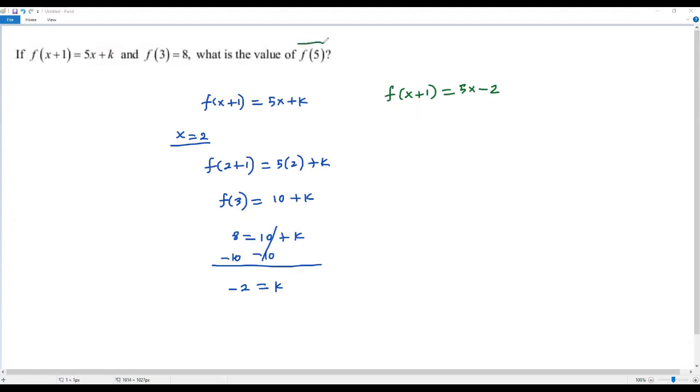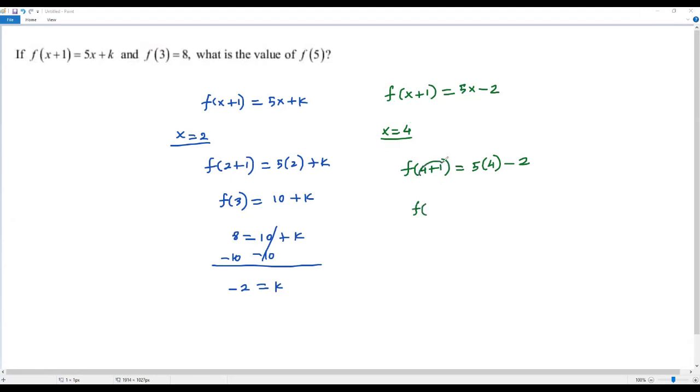Now we can try to get the value of f(5). Here inside the parenthesis we have 5. So now I have to get some value for x so that x + 1 equals 5. What value should I plug in for x? I have to plug in x = 4, so that 4 + 1 equals 5. So now let me plug in x = 4. Then I'm getting f(4 + 1) = 5 times 4 - 2.